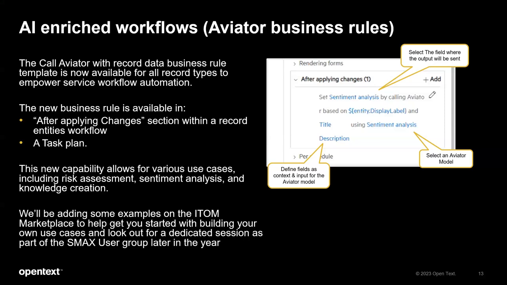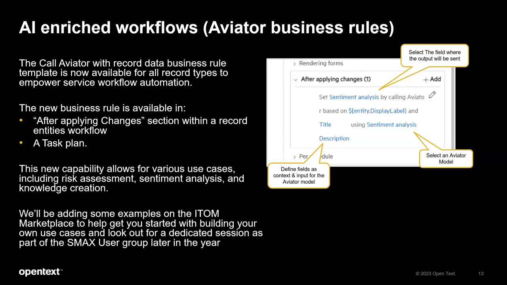So as an example, you could do things like a risk assessment. Based on a change and the various fields in a change, get it to do an assessment of the quality of that and whether there are any potential gaps. Likewise, you could use it for creating knowledge articles.